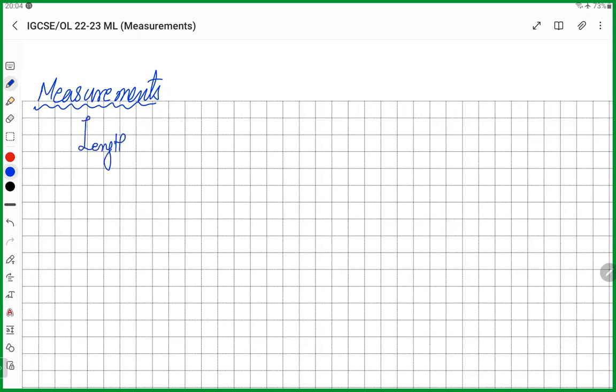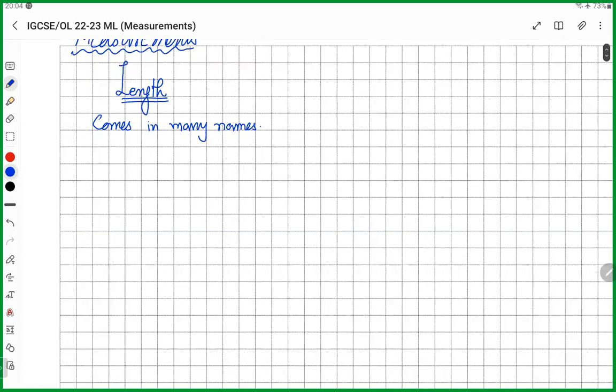Length. Length is a quantity that comes with many names. For example, how many names of length can you think of right now? Height is a length. Width, yes, width is a length. Depth is a length.